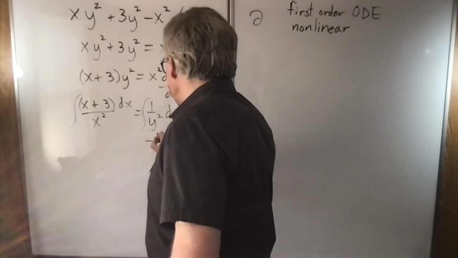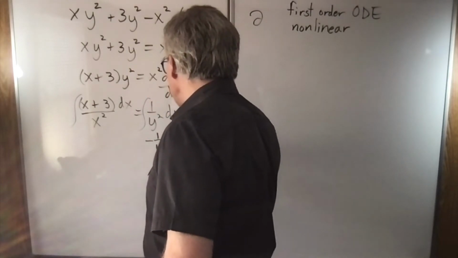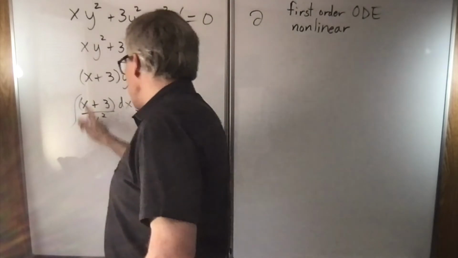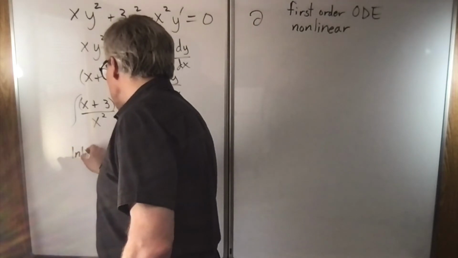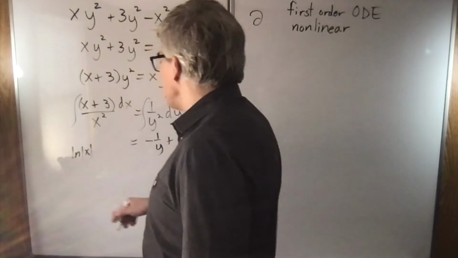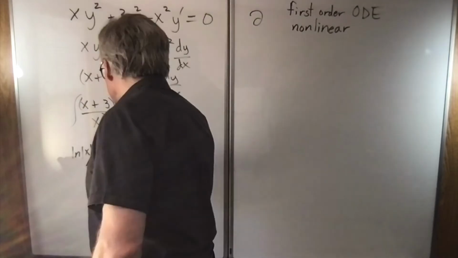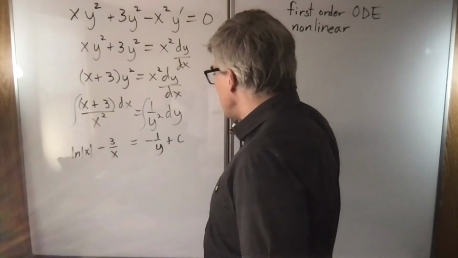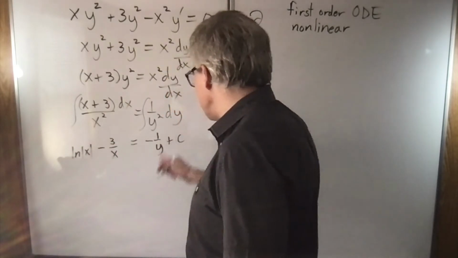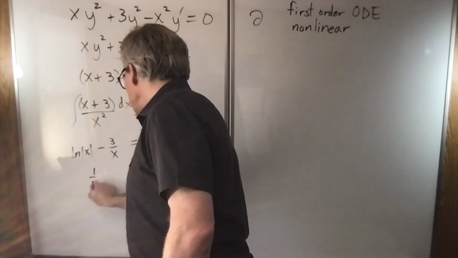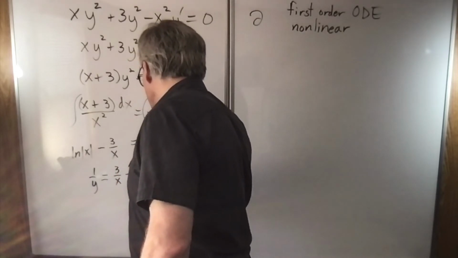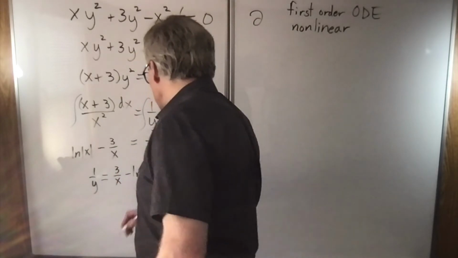We get negative 1 over y plus c equals, and this is 1 over x and 3 over x squared. 1 over x integrates to natural log absolute value x. 3 over x squared, negative 1 over negative 1, negative 3 over x. And there's a c. So we could bring these to the other side and say 1 over y is 3 over x minus natural log absolute value x plus c.